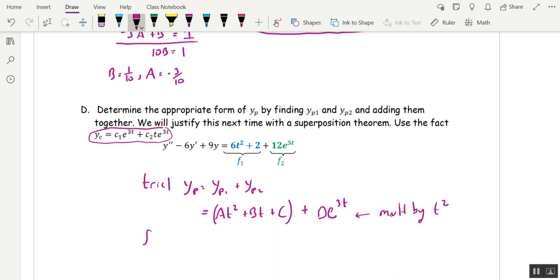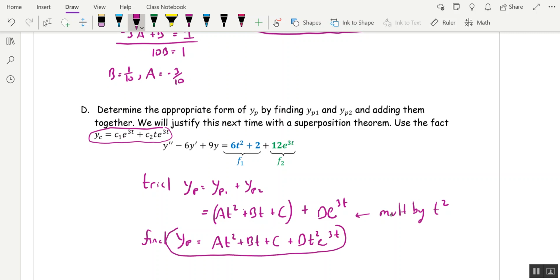So our final yp would be our old yp1, because that was fine. And then our yp2, we're going to multiply by t squared, so d t squared e to the 3t. So that would be our final.